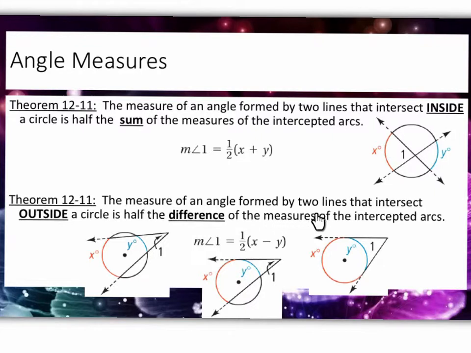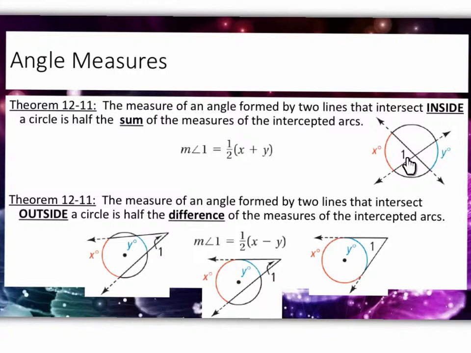Then you have the next theorem. The measure of an angle formed by two lines that intersect outside a circle is half the difference of the measures of the intercepted arcs. So let's take a look here. If you have this intercepted arc, which is the minor arc, and then this major arc here, you will take half of the difference. So you subtract the minor from the major, and you take half of that, and that will give you this external angle, this angle outside of a circle, okay?